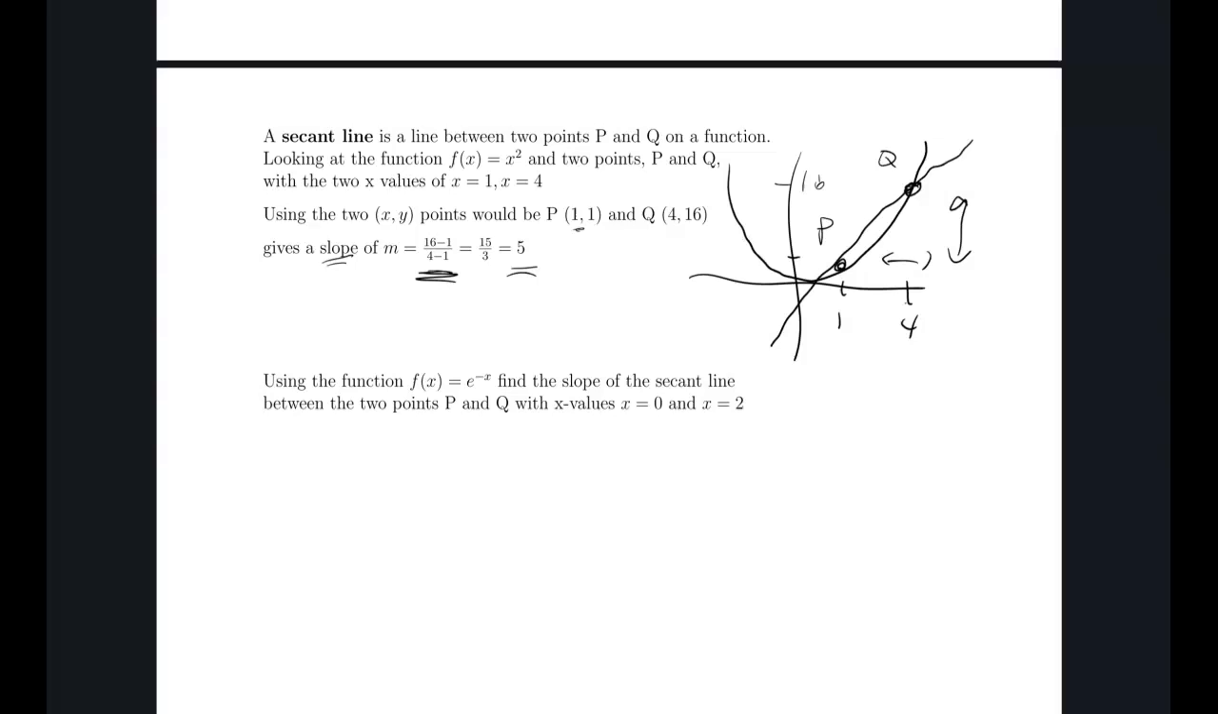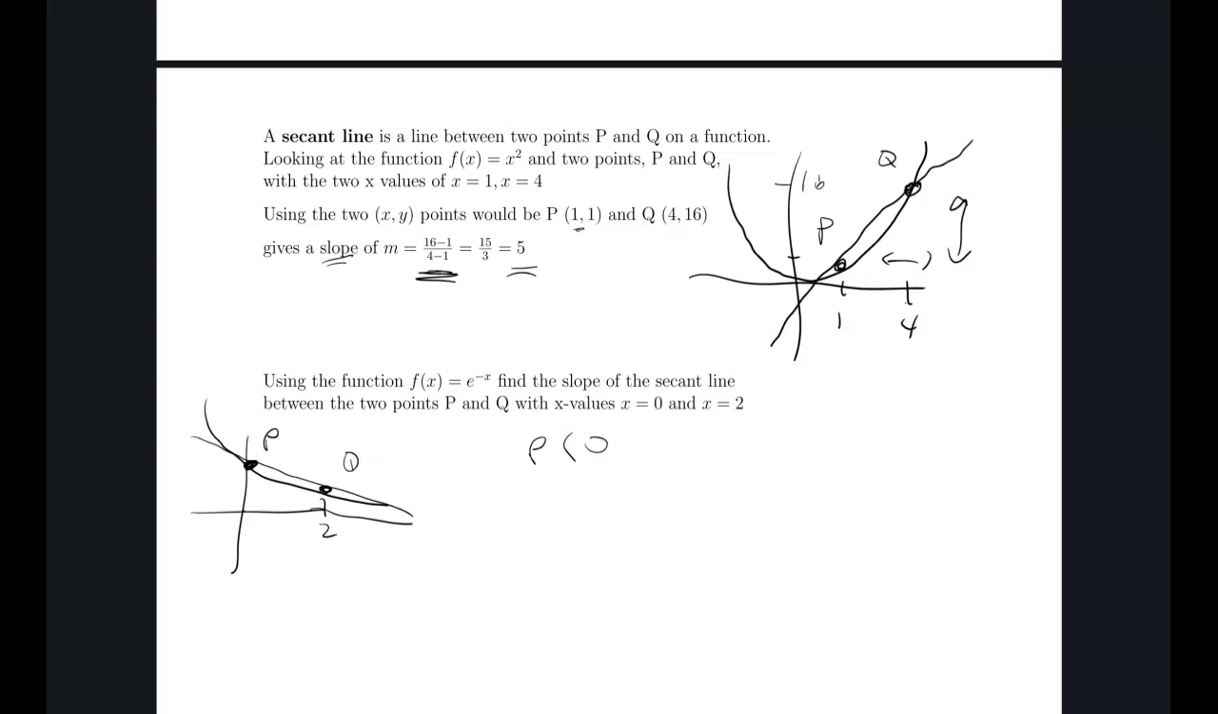All right, let's do the same thing with this one. So I'm just going to draw the graph. E to the -x looks like this. So x equals 0 is this point here, so I'll call that P. And x equals 2 is here, I'll call that Q. So there's a line that goes between them. So I want to find the slope of that line.